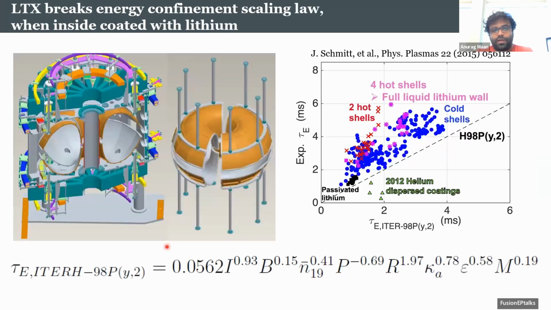But this is where LTX comes in, and this is where it's kind of interesting, because LTX seems to break these energy confinement scaling laws. The way to read this plot is this expression plotted against itself. And then if you scatter plot LTX energy confinement times on top of that, you see it exceed the slope of 1, sometimes by a factor of 3.